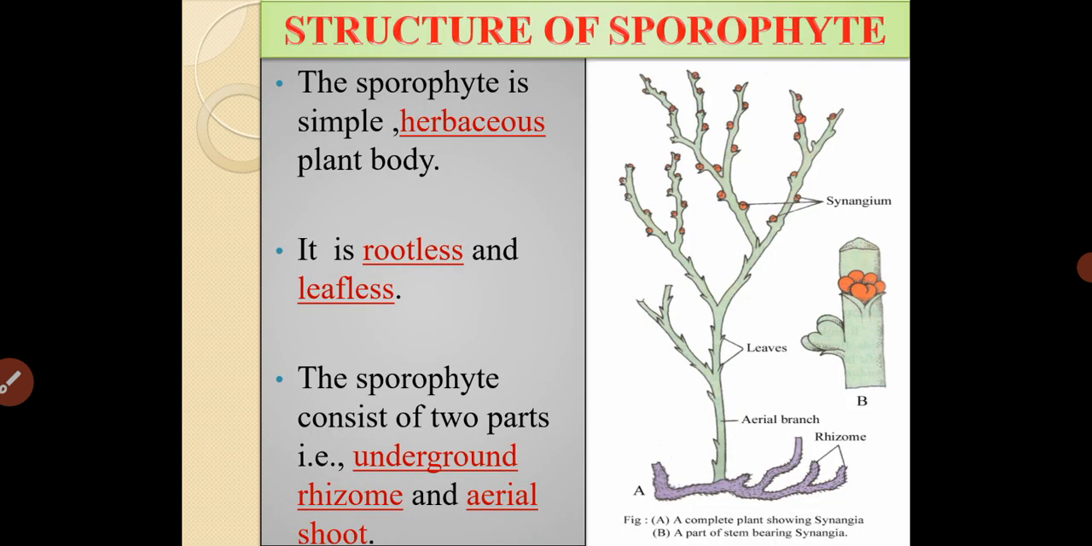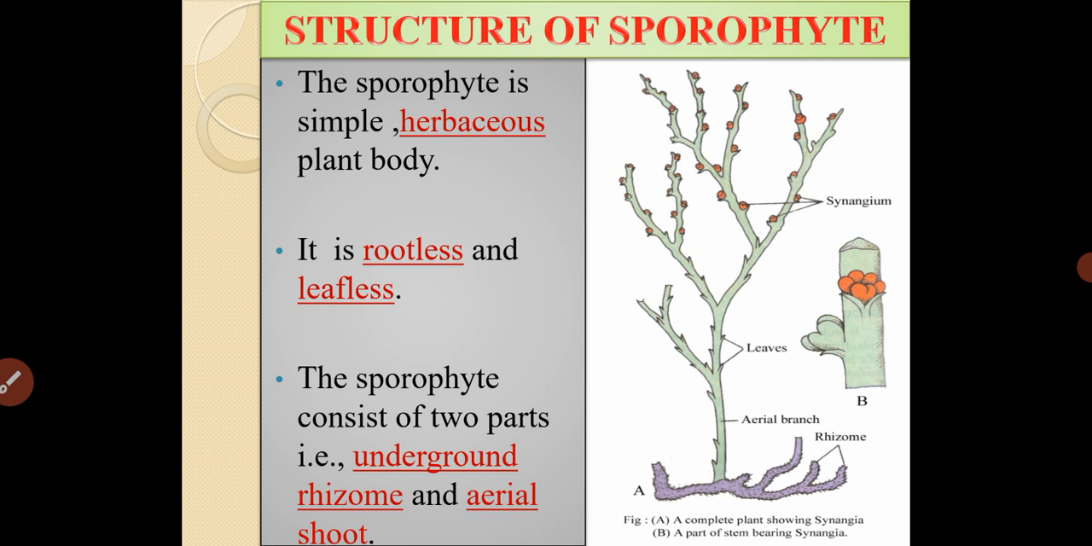The structure of the sporophyte. The sporophytic plant body is simple and herbaceous in the case of Psilotum. It is rootless and leafless in nature. The sporophyte consists of two parts: the underground rhizome and the aerial shoot. This is the only pteridophyte which is rootless and leafless in nature.